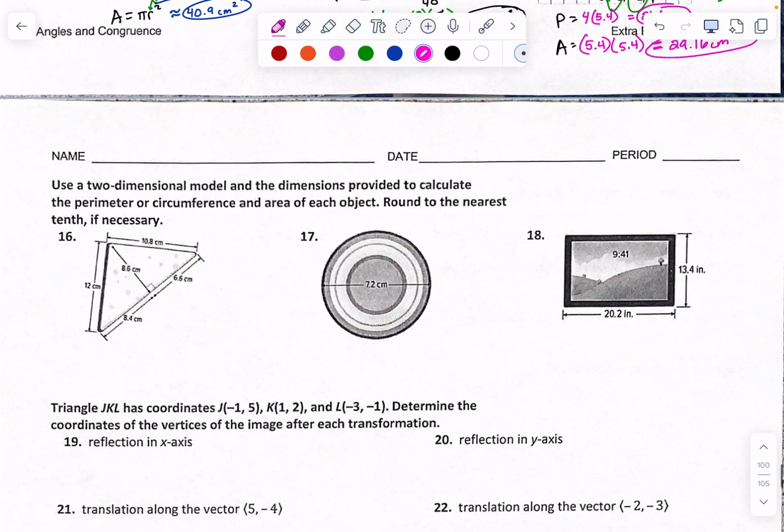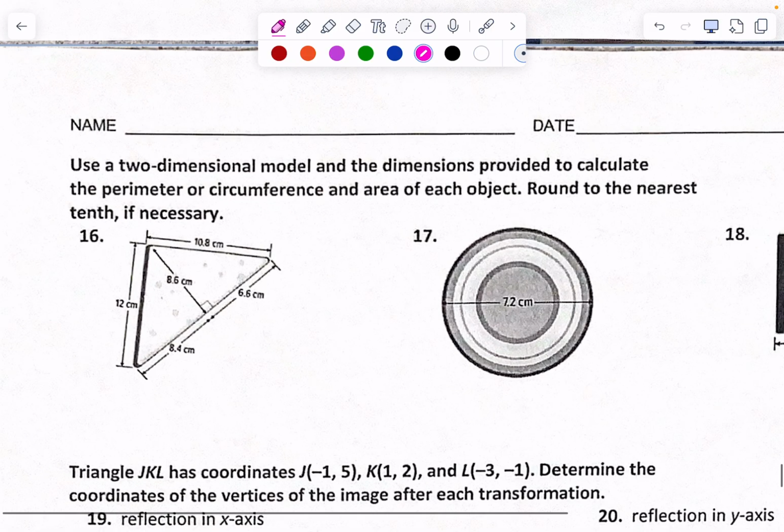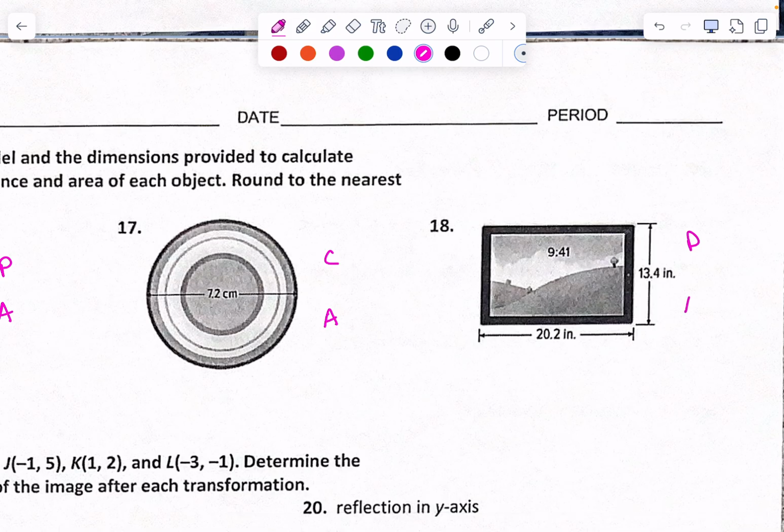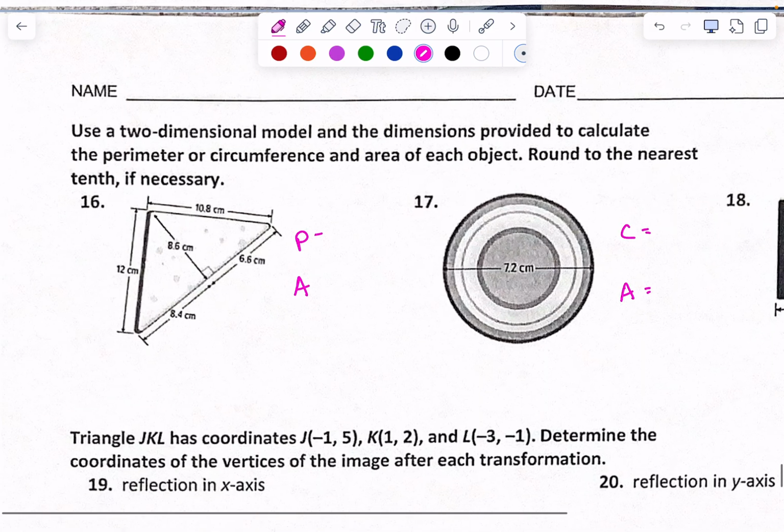All right, here we go. Would you like me to put it on the long sleeve? Probably. All right, 2D model and dimensions to calculate the perimeter, circumference, or area. So this is a triangle, and we want perimeter and area. Here we want circumference and area. 18, we want perimeter and area. All right, 16, here you go.